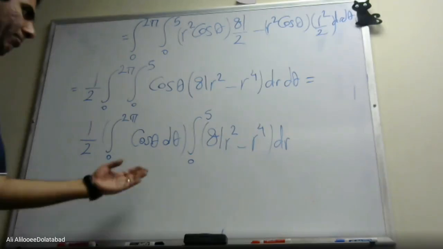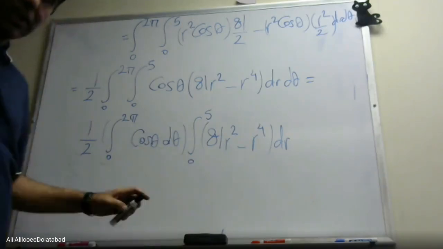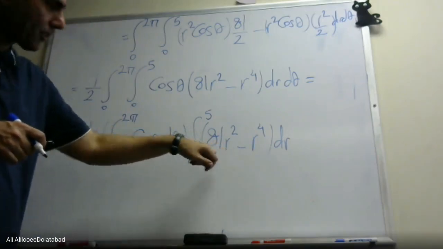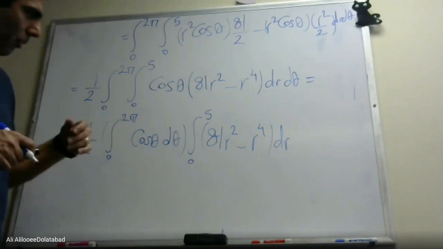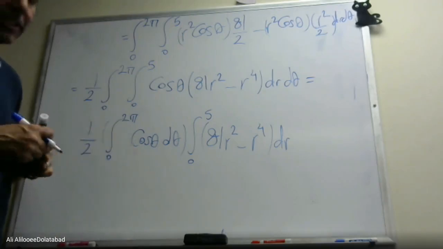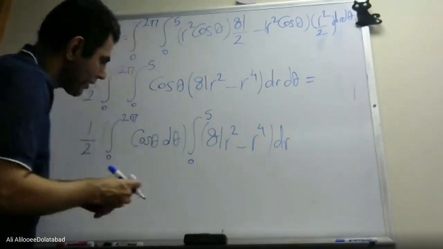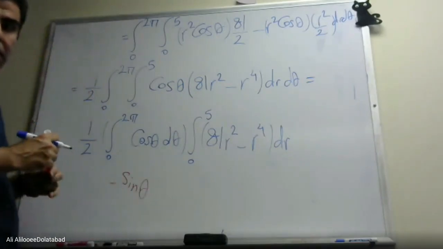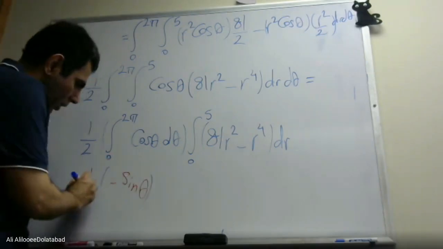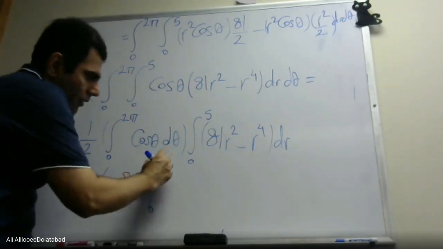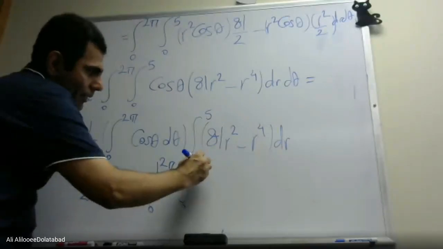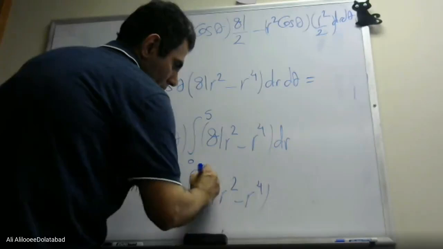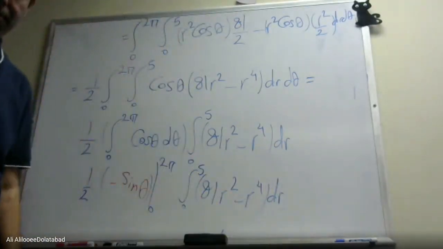So these are two easy Calc 1 questions. Let's find this integral first. Some of you may know from Calc 1 that this integral actually is 0. Let me remind you why it is 0. The antiderivative of cos is negative sine of theta, and outside you have 1/2, evaluated between 0 and 2 pi, times the integral from 0 to 5 of 81 r squared minus r to the 4 dr.